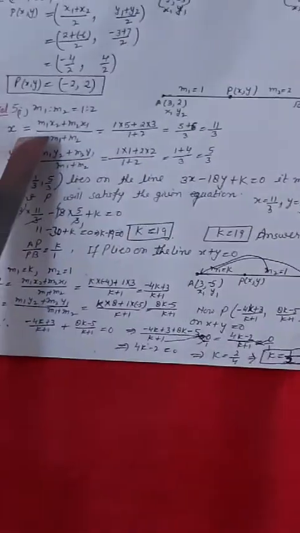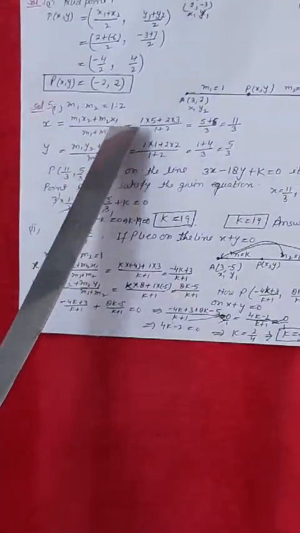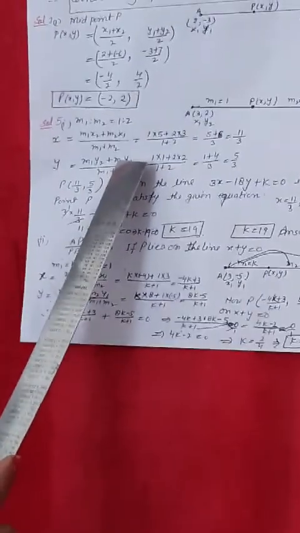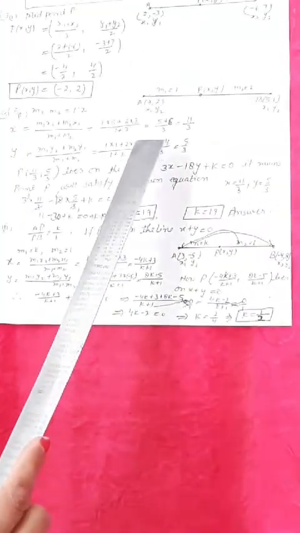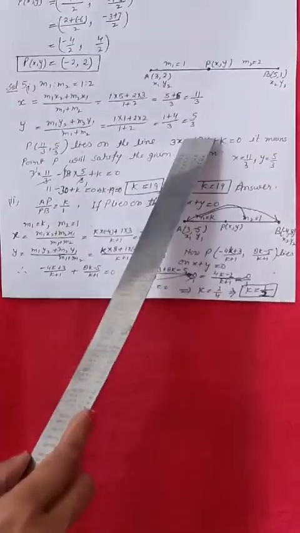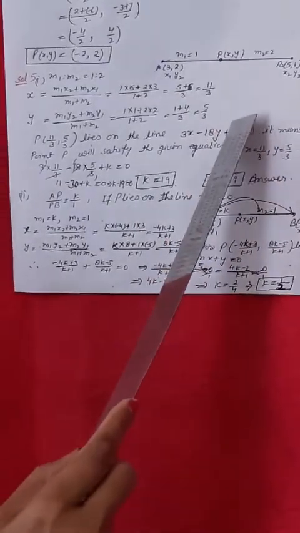So section formula says x is equal to (m1 x2 plus m2 x1) upon (m1 plus m2). You have mentioned everything over here. Substitute the value and calculate. We have calculated here after substituting the values of x and y. Further, the question says that this point P lies on the line 3x minus 18y plus k is equal to 0. So find the value of k.